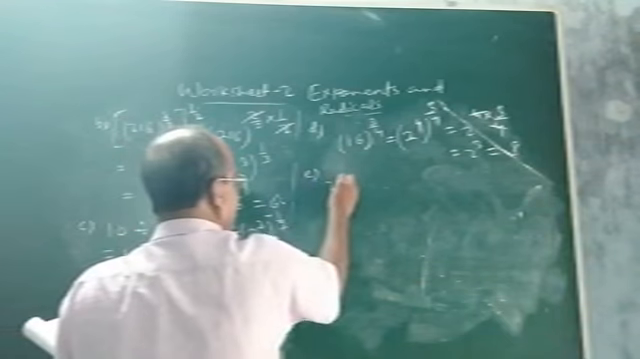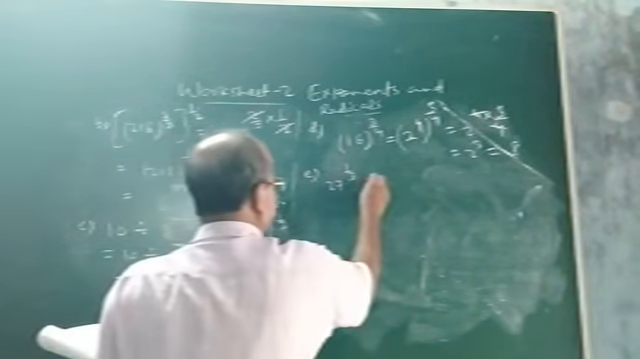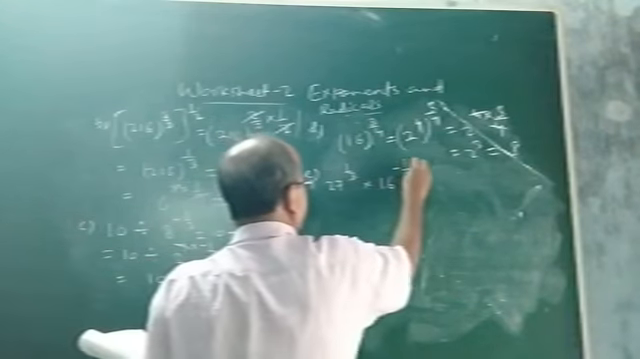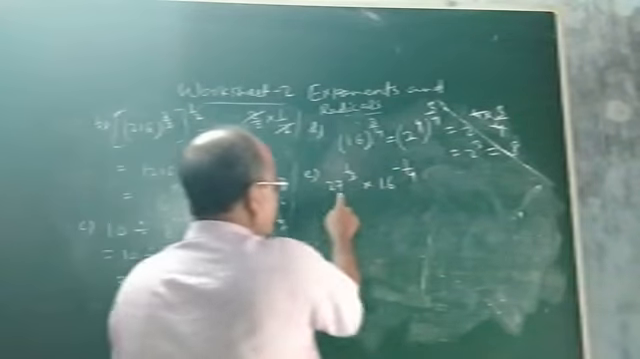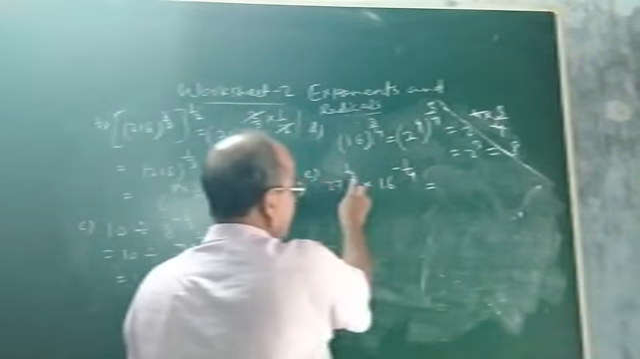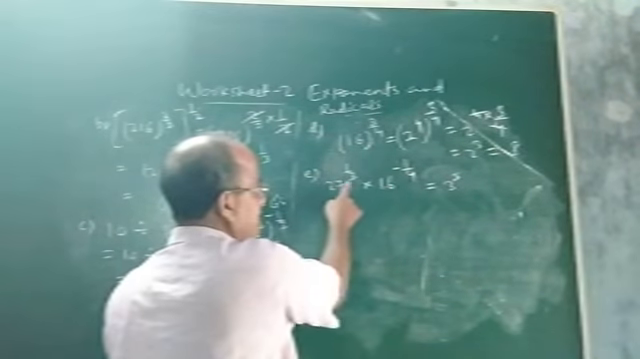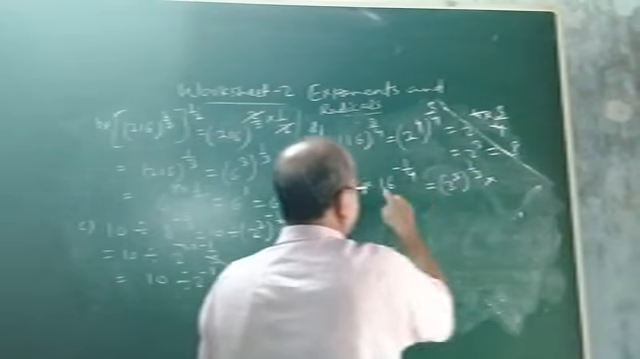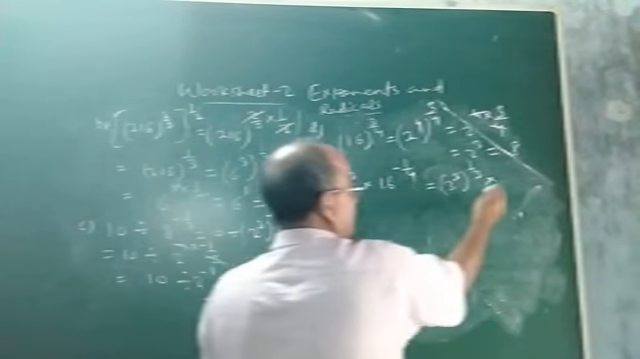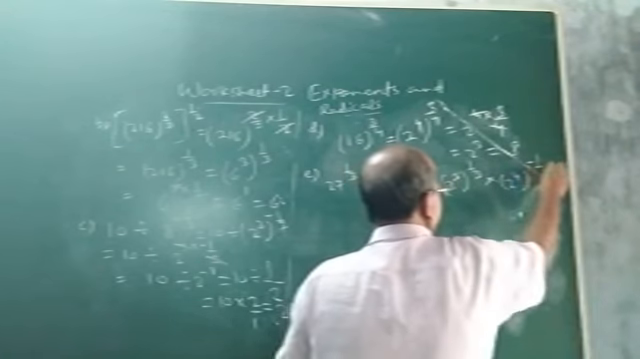27 to the power 1/3 into 16 to the power minus 1/4. How to find the value? See, here the denominator is 3, so write 27 as (3 to the power 3) whole to the power 1/3. The denominator here is 4, so this will be (2 to the power 4) whole to the power minus 1/4.